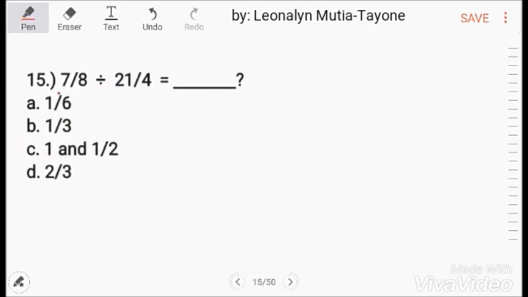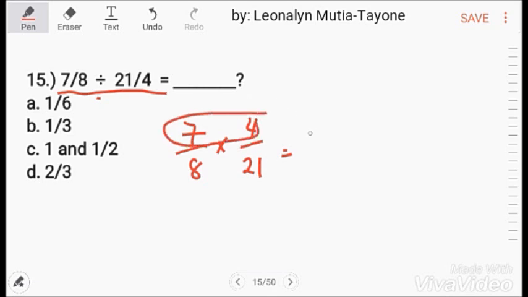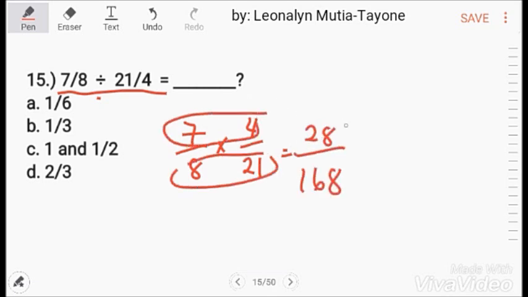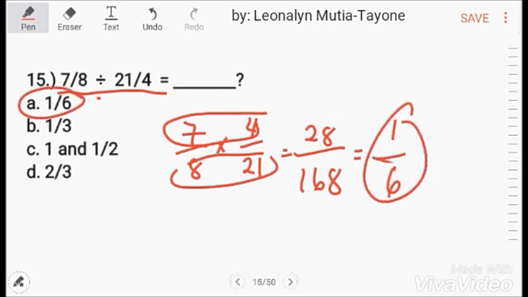Number 15, division of fractions. So, 7 over 8, kopyahin lang. Ang division maging multiplication. 21 over 4, ang reciprocal niya, which is 4 over 21. Now, we can multiply them numerator to numerator. This is 28. And this one is 168. So, kuhanan natin ang greatest common factor para ma-simplify ito, which is 28. 28 divided by 28 is 1. 168 divided by 28 is 6. So, the answer is letter A.